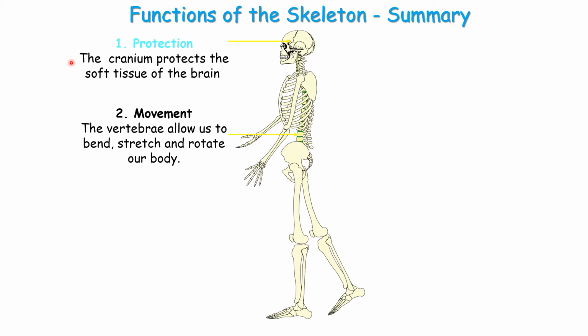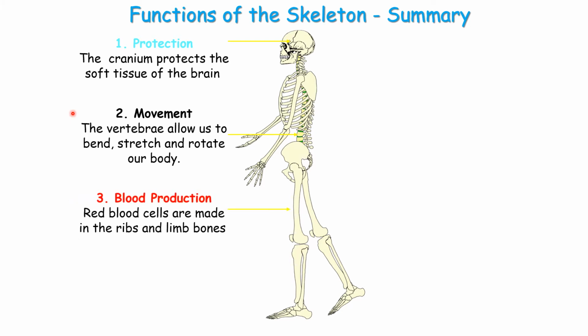Another function, number two, will be movement. The vertebrae allows us to bend, stretch, and rotate our body. So the vertebrae pointing to the spine allows us to move. Number three will be blood production. Red blood cells are made in the ribs and limb bones. Okay, so the femur here, largest bone in the body.